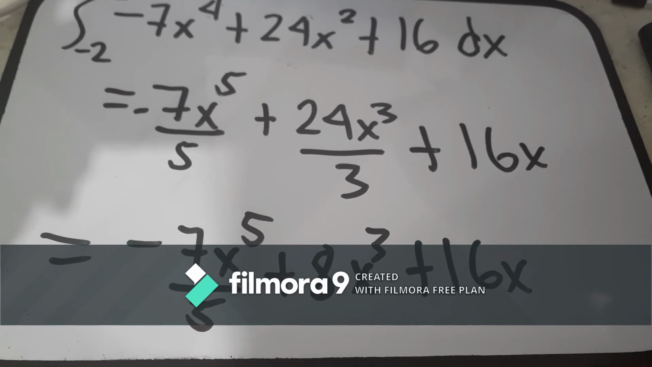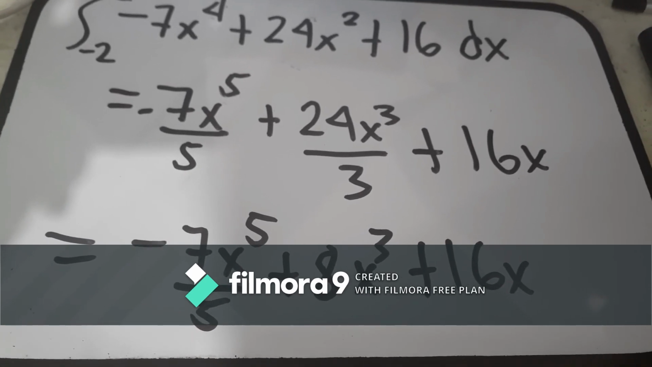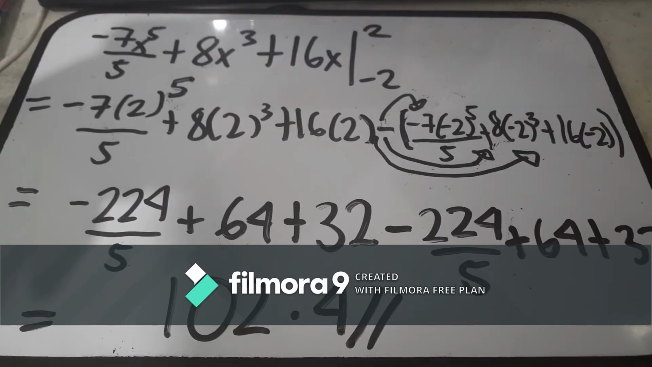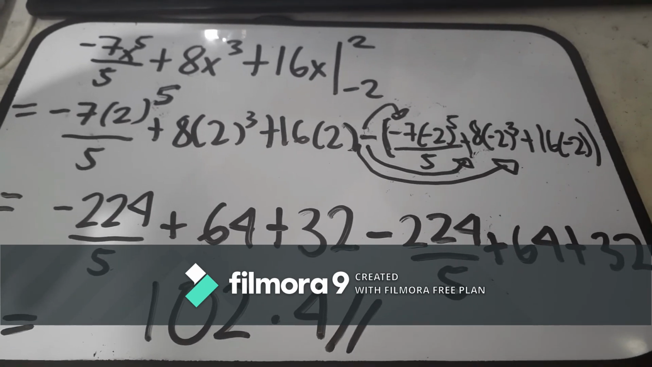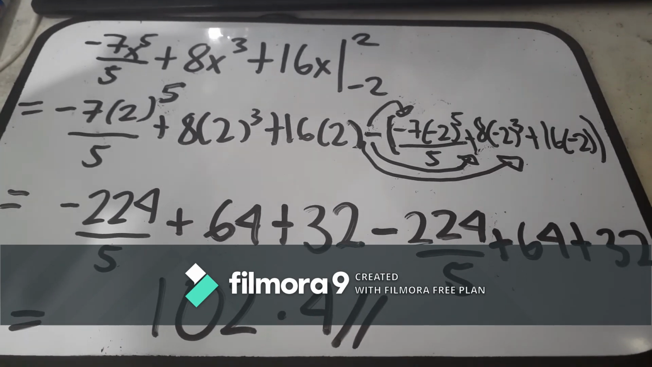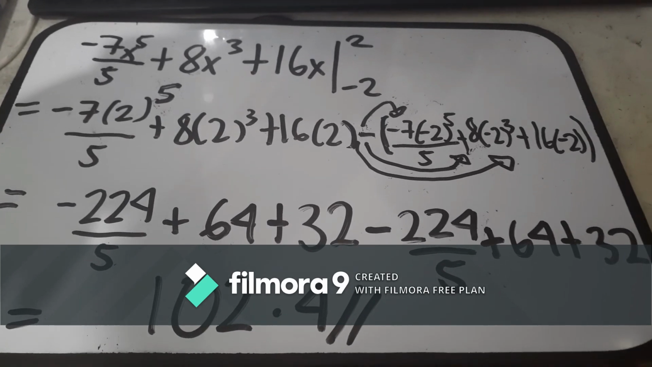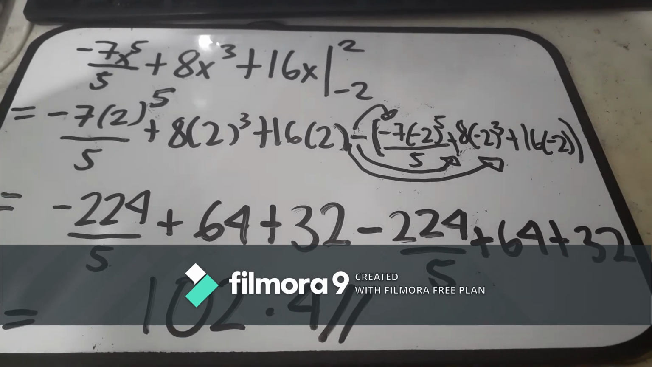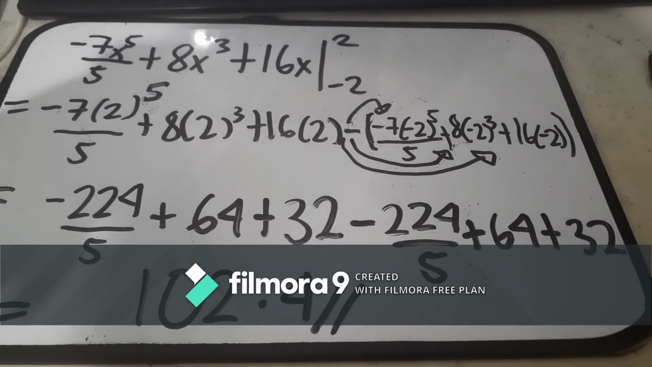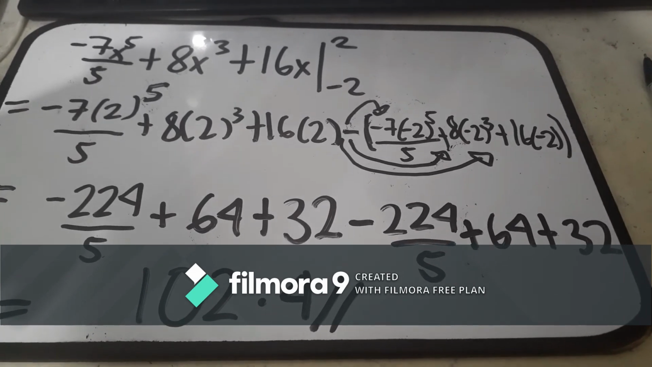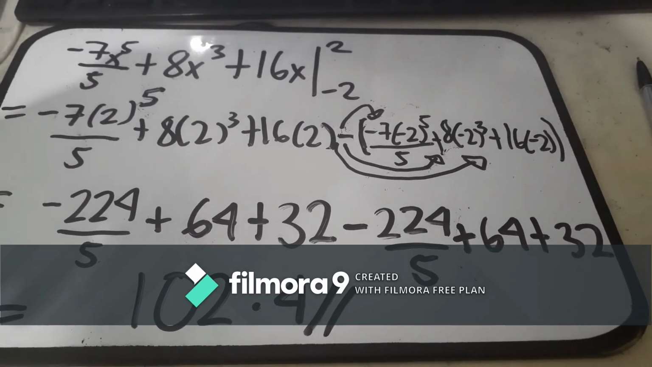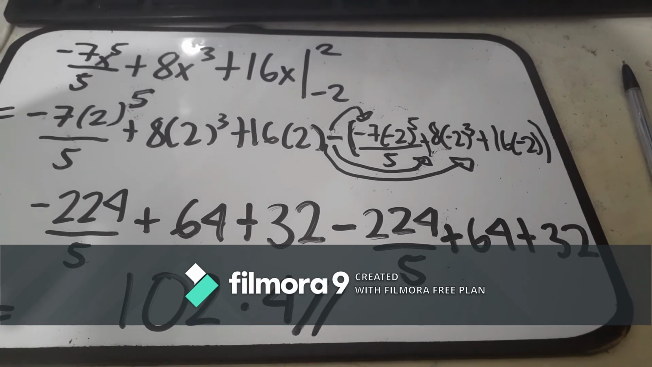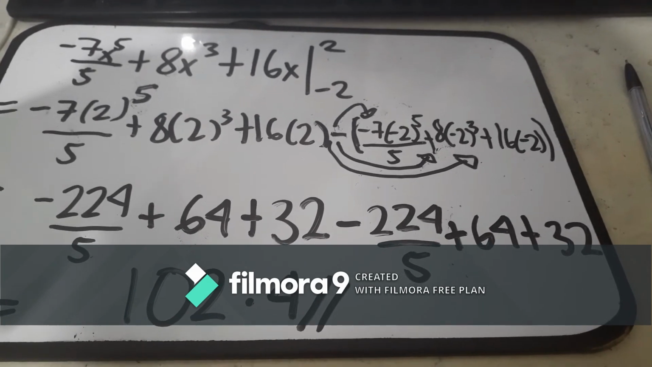And if you apply the cancellation, you will have negative 7x to the 5th power over 5 plus 8x to the 3rd power plus 16x. To plug in our limits, we need to use the formula FB minus FA. That's why we have negative 7 times 2 to the 5th power over 5 plus 8 times 2 to the 3rd power plus 16 times 2. On the other side, we have negative 7 times negative 2 to the 5th power over 5 plus 8 times negative 2 to the 3rd power plus 16 times negative 2.